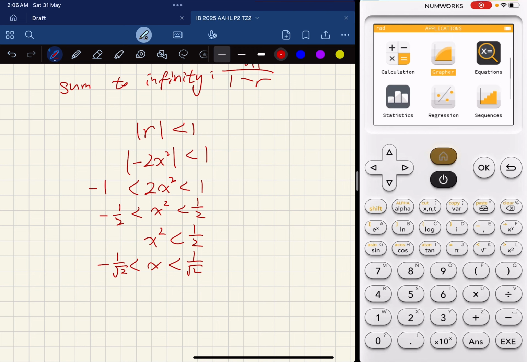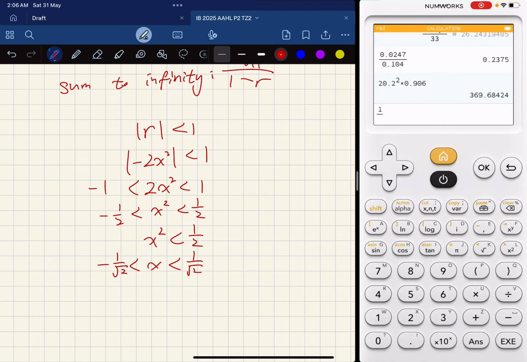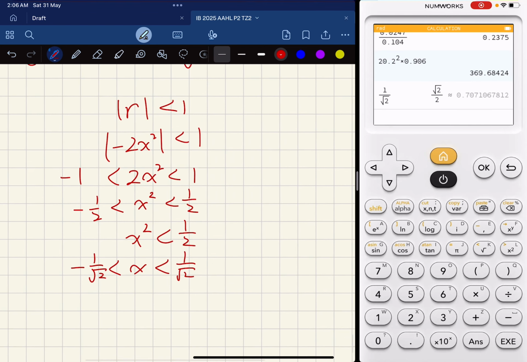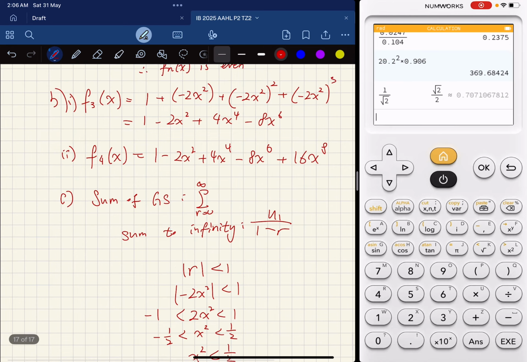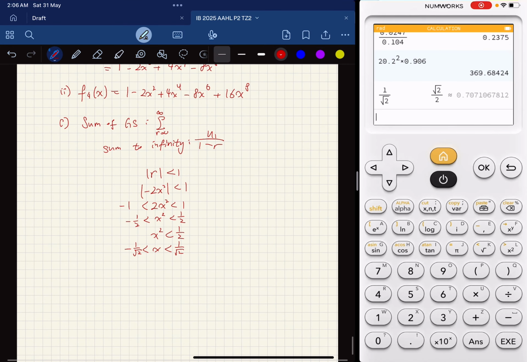Okay, actually, you can look at it here. So this is 0.707, right? So we look at here, 1 over root 2. It's also the same number, so you know that it's 1 over root 2 directly. Okay, so this is something that you need to know. So that's basically it. So C1 is done.